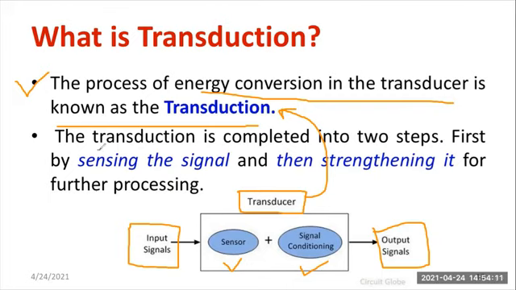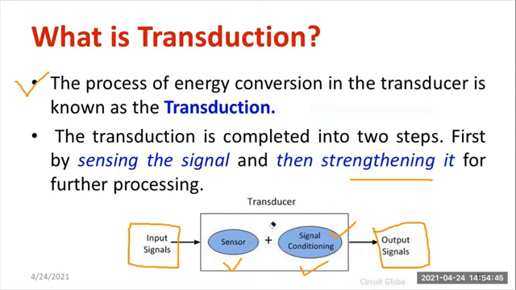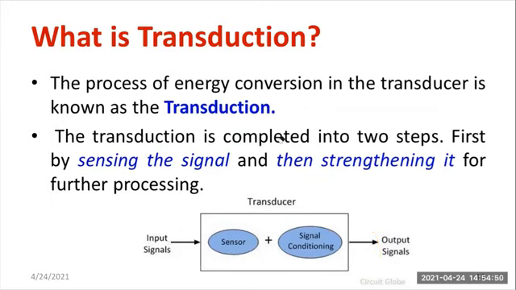There are two processes involved in the case of transduction. The first step, by using the sensor, the signal will be sensed. By sensing the signal and then strengthening it. How to strengthen the signal? By using the signal conditioning unit. There are different types of signal conditioning units available. So sensing as well as signal conditioning will take place inside the transducer. So transduction involves both the sensing and signal conditioning processes. This is the basic information about the transduction phenomenon, and I have explained the block diagram of the transducer also.